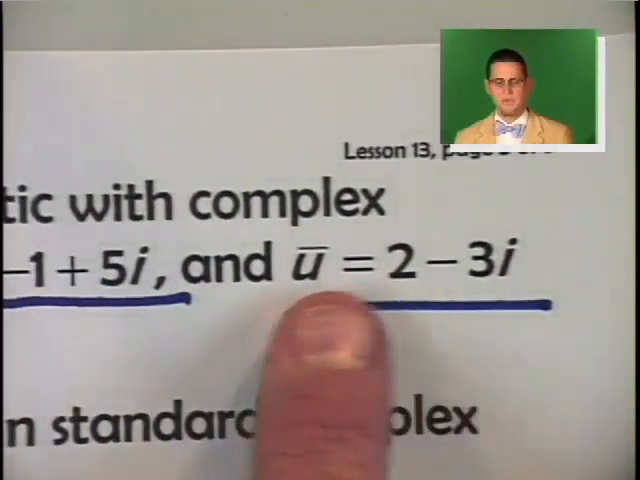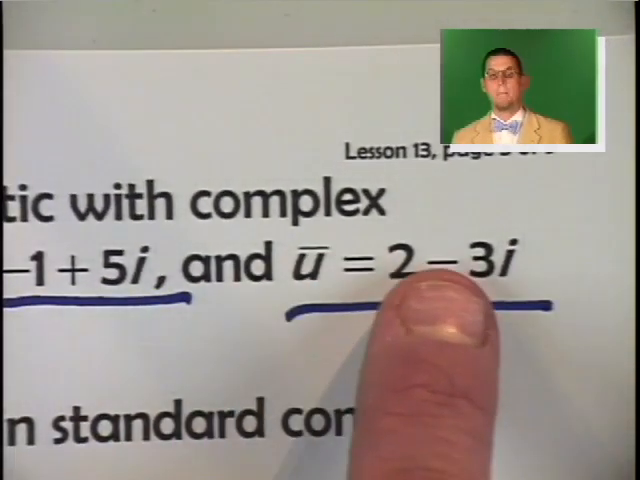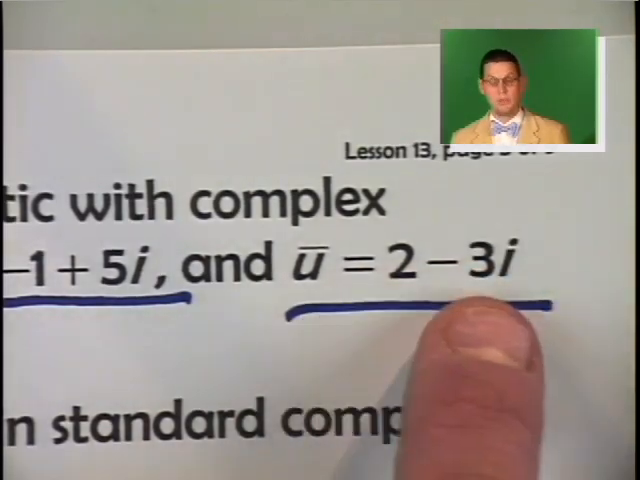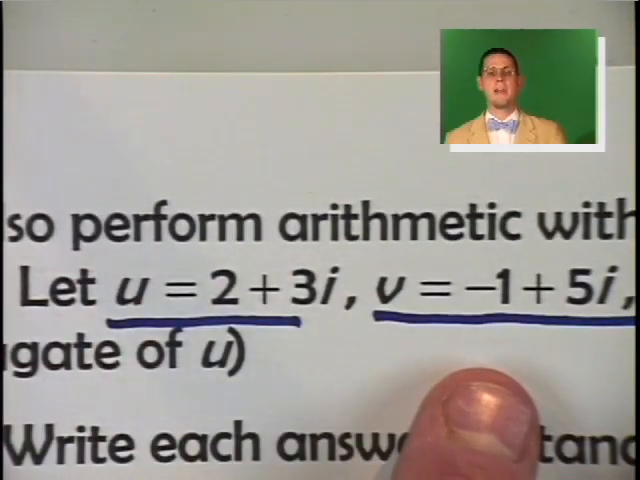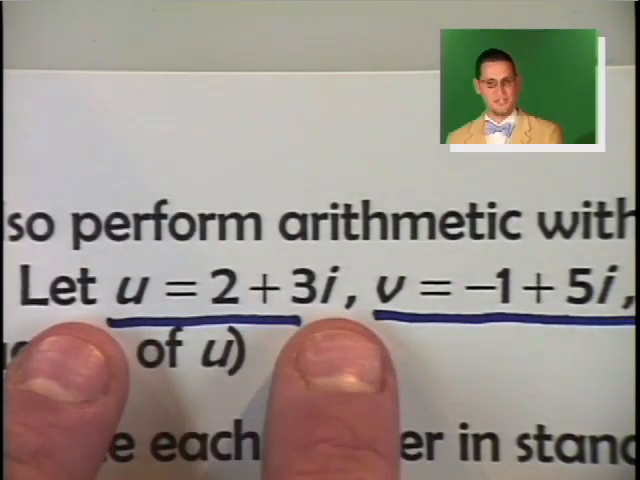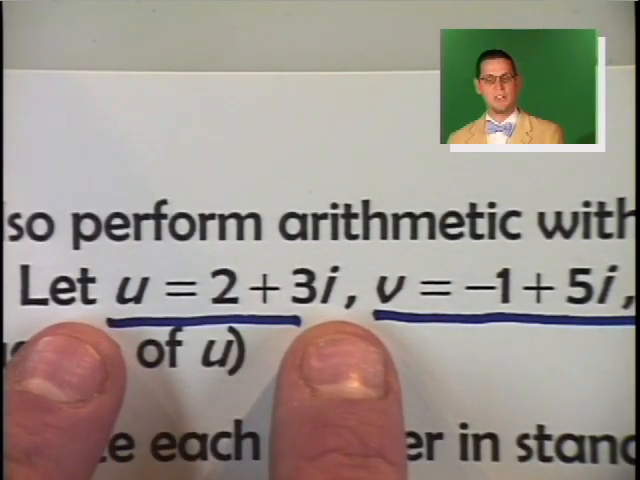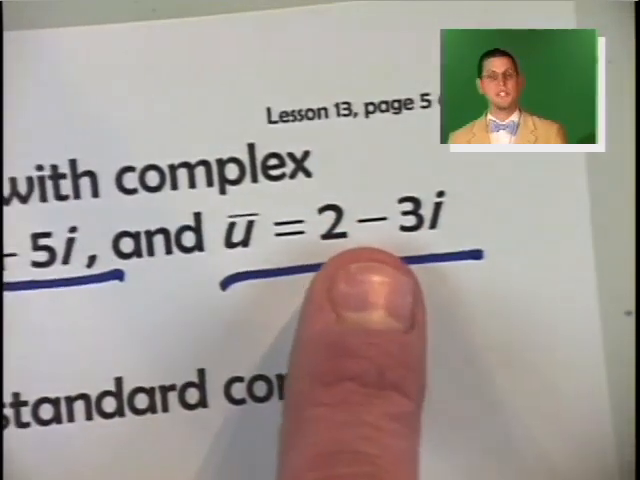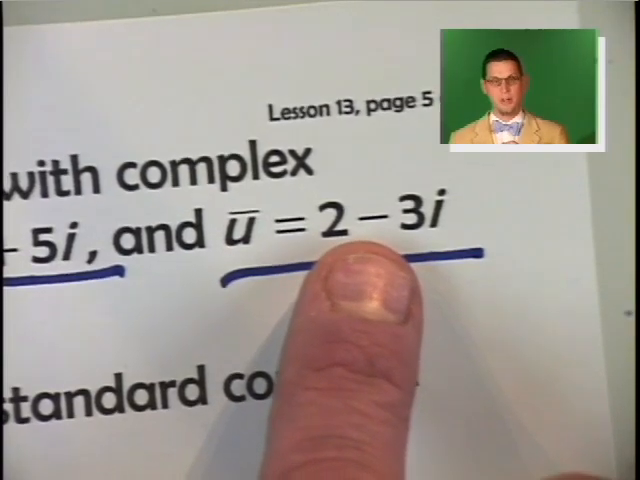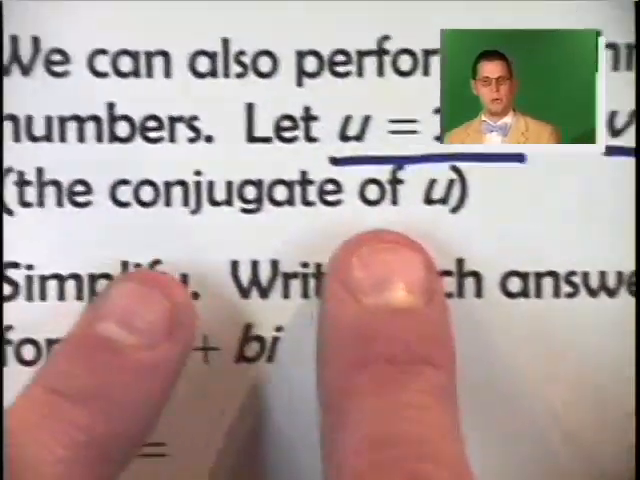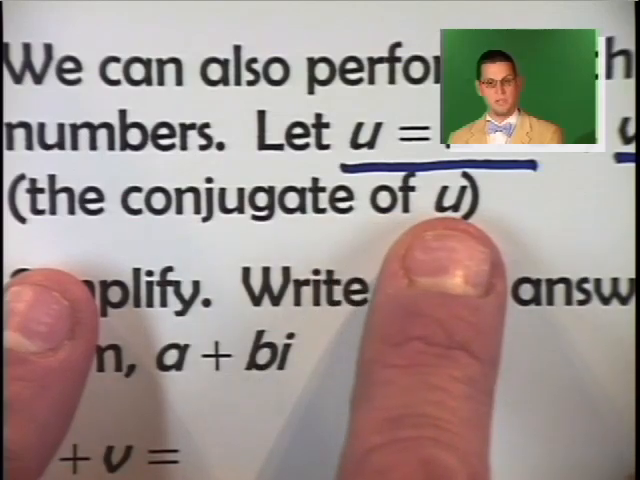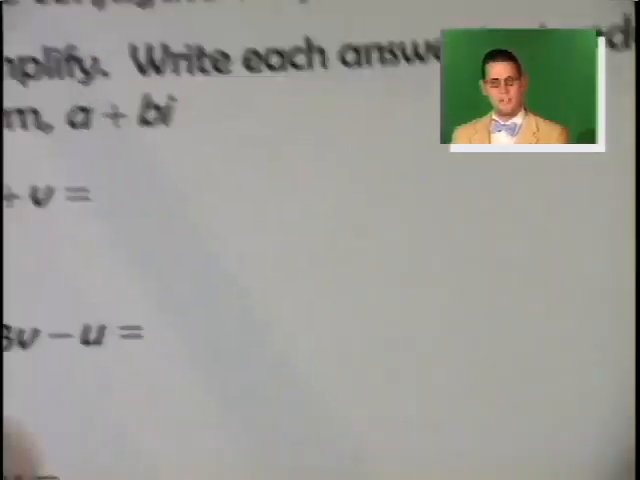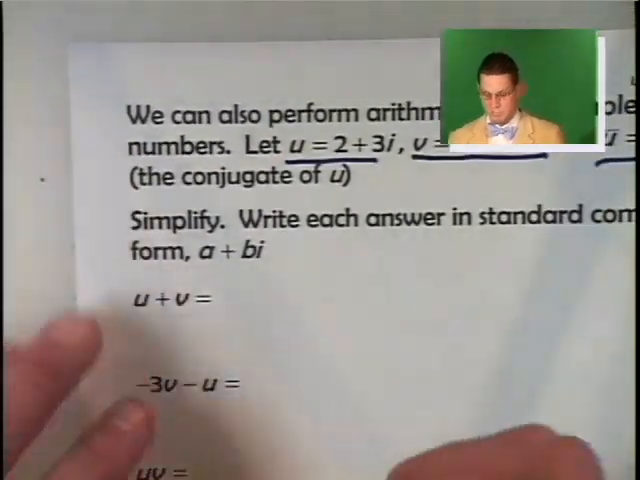Let me back up here. If U is 2 plus 3i, then its conjugate is going to be 2 minus 3i. We're just changing the sign of the imaginary term. So that, again, is the conjugate of U. That's what U bar means. And I'm going to show you what happens when we multiply two conjugates together. But first, let's add them.